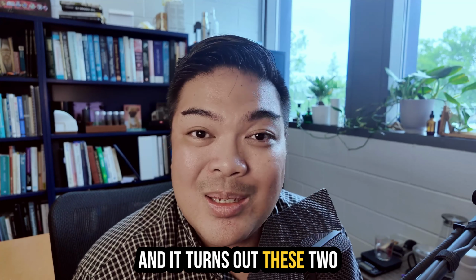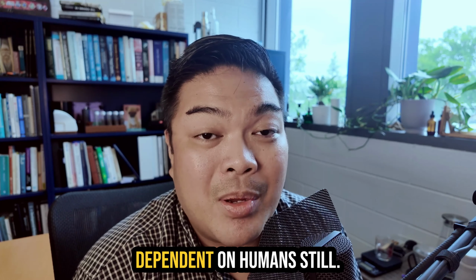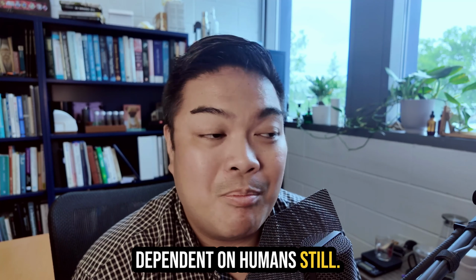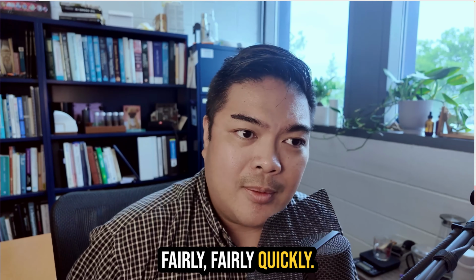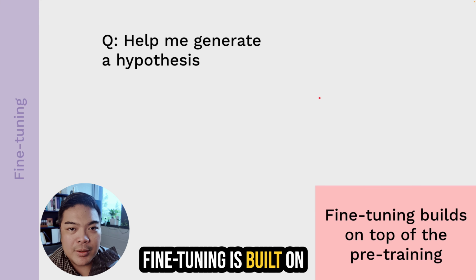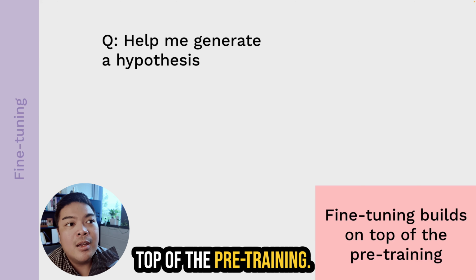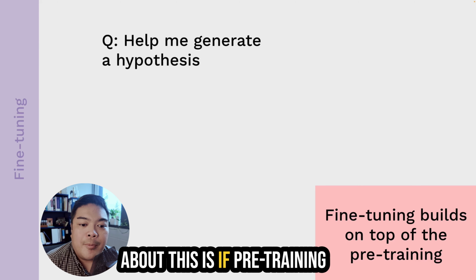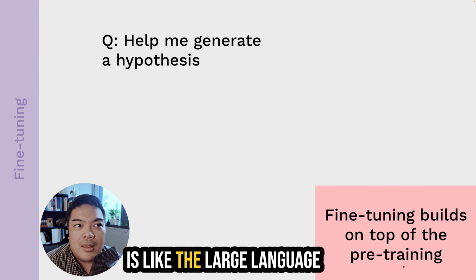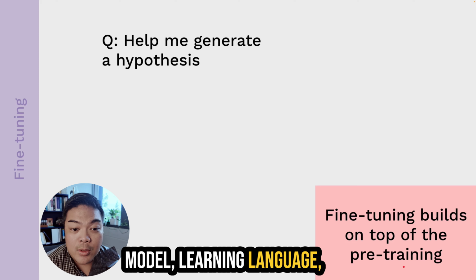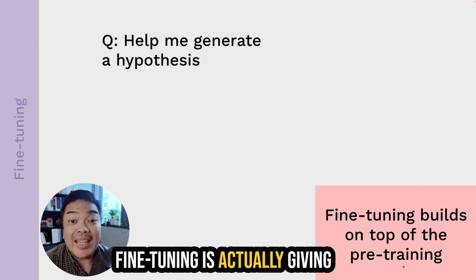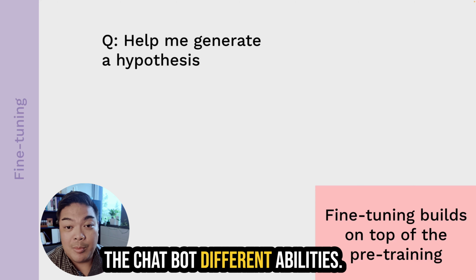And it turns out these two things are actually very, very dependent on humans still. So we'll talk about these fairly quickly. So let's talk about fine-tuning. Fine-tuning is built on top of the pre-training. The way that I like to think about this is if pre-training is like the large language model learning language, fine-tuning is actually giving the chatbot different abilities.